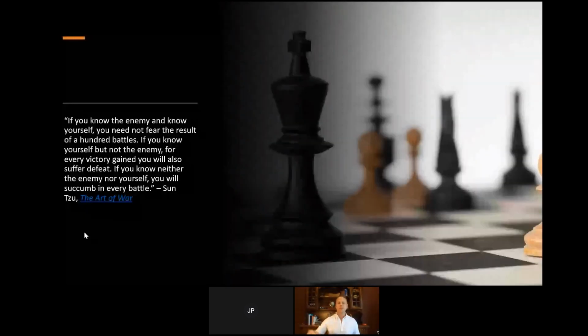And I'm just going to leave you with a quote from the Art of War. I'm going to read it, then translate it for you. If you know the enemy and know yourself, you need not fear the results of 100 battles. If you know yourself but not the enemy, for every victory gained, you will also suffer defeat. If you know neither the enemy nor yourself, you will scramble in every battle.